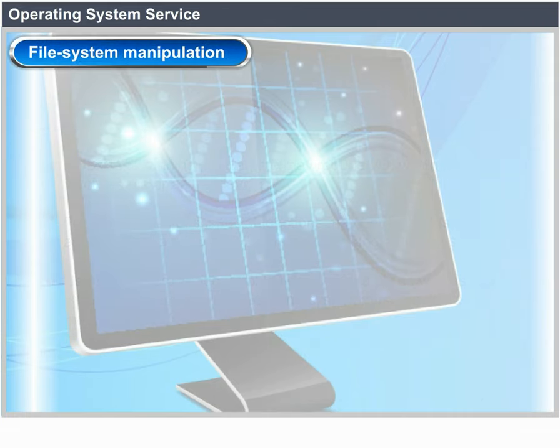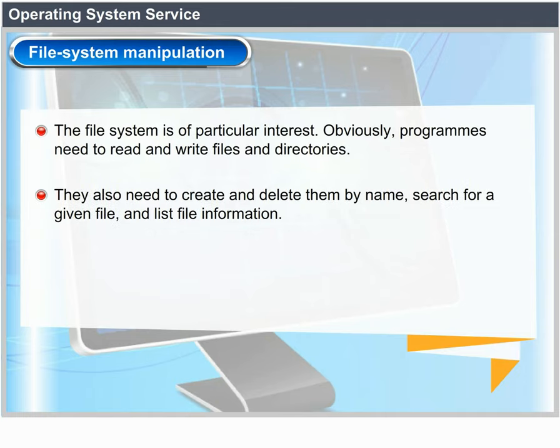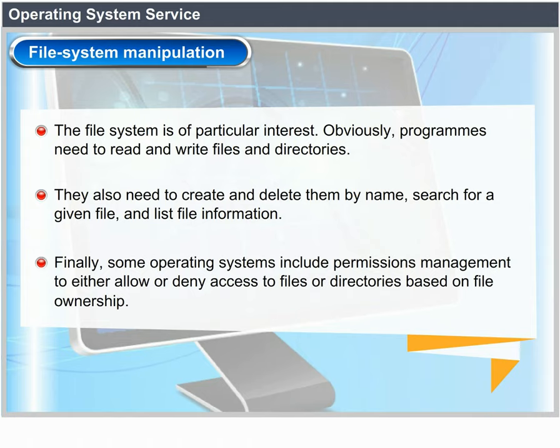File system manipulation. The file system is of particular interest. Obviously, programs need to read and write files and directories. They also need to create and delete them by name, search for a given file, and list file information. Finally, some operating systems include permissions management to allow or deny access to files or directories based on file ownership.